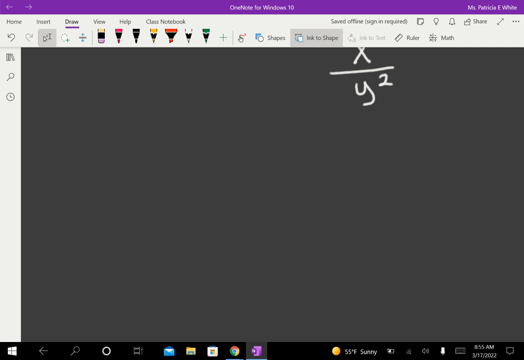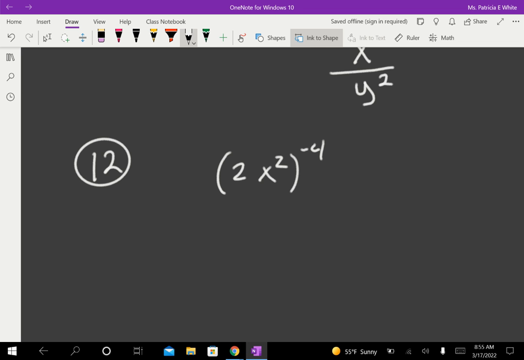All right, let's talk about that power rule. Problem 12. All right, on 12, I have 2x to the second. Remember, this exponent and this 2 have nothing to do with each other because exponents only apply to what they can touch. And a negative 4. I have a 1 on here. So negative 4 times 1 is 2 to the negative 4.